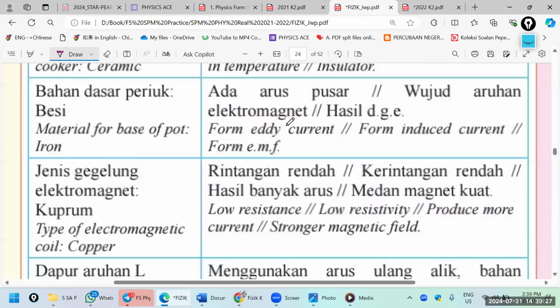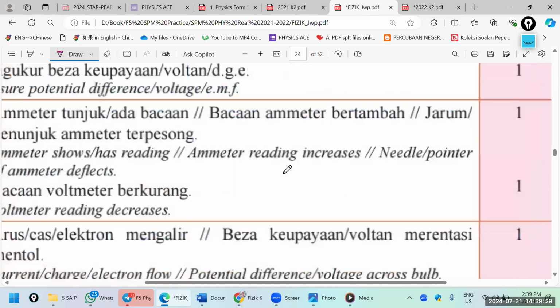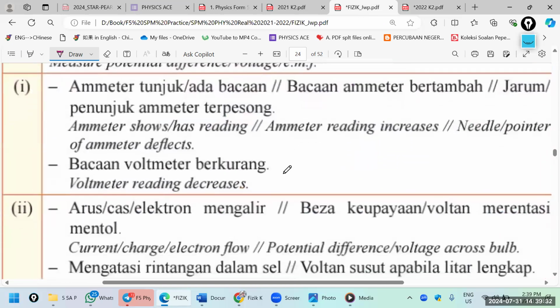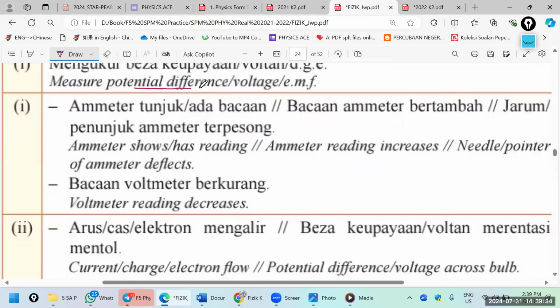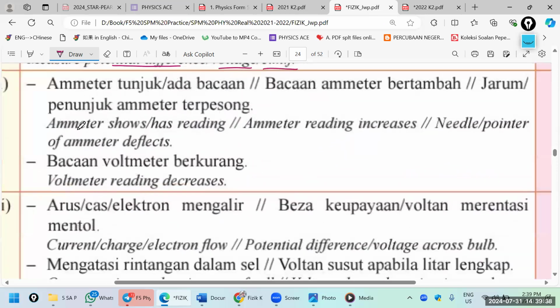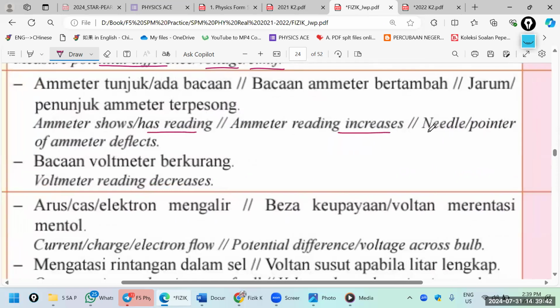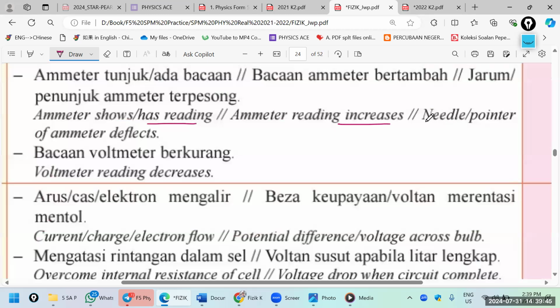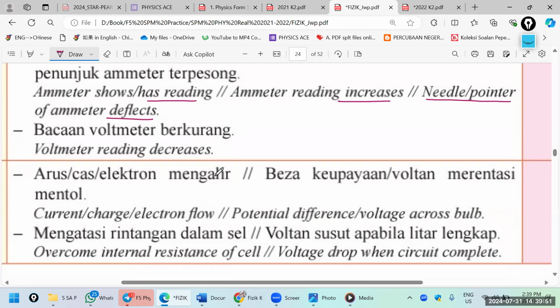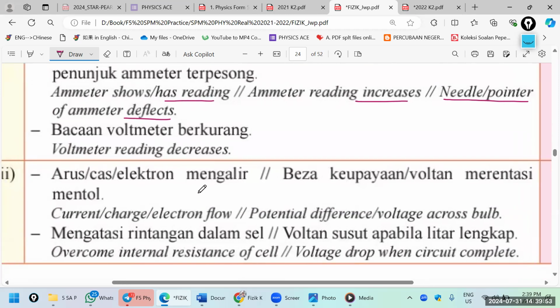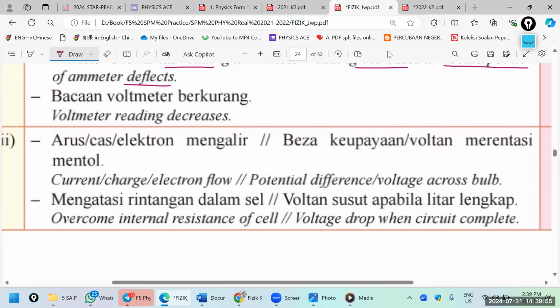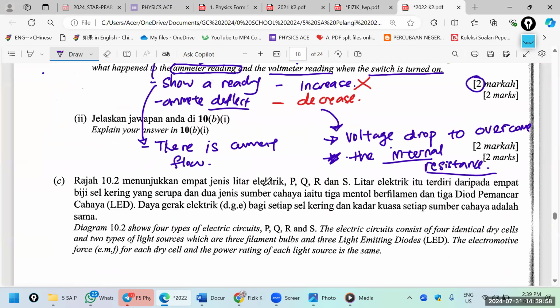Let me see the answer first. Oh, okay, can. Potential difference, voltage here. Ammeter shows the reading increases. Oh, cannot. Needle or pointer deflects, can. Good. As long as you say there is current, can.